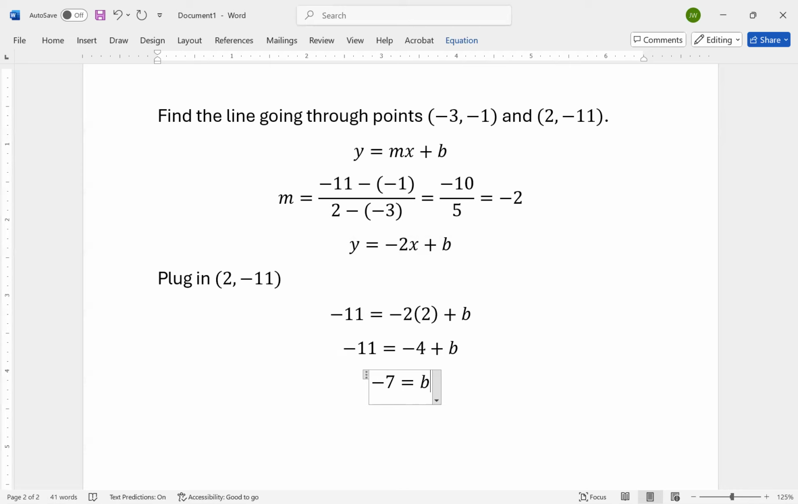And that's it. Now I know my m. Now I know my b. Therefore, the equation of the line that I'm looking for is y is equal to -2x minus 7.